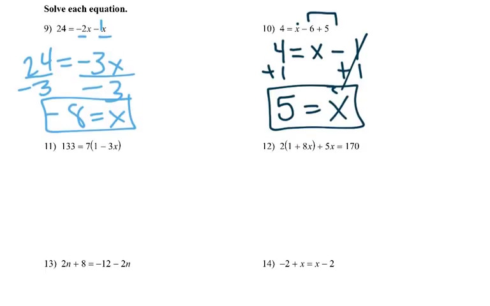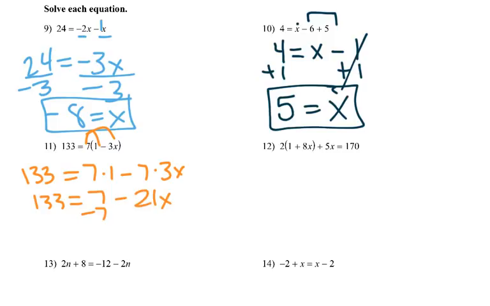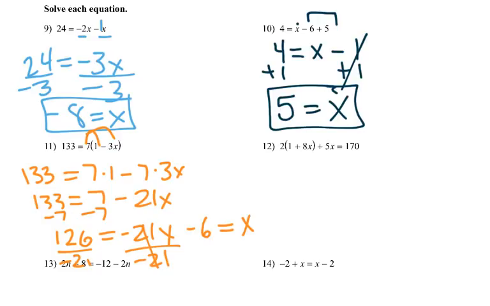So let's just move on for these. So number 11, now we've got that distribution. So what I want to do is distribute, so 7 times 1 minus 7 times 3x equals 133. Then I simplify. 7 times 1 is 7. 7 times 3 is 21x. Subtract 7 from both sides, and that gives me 126 equals -21x. Divide by -21, and we get x equals -6.